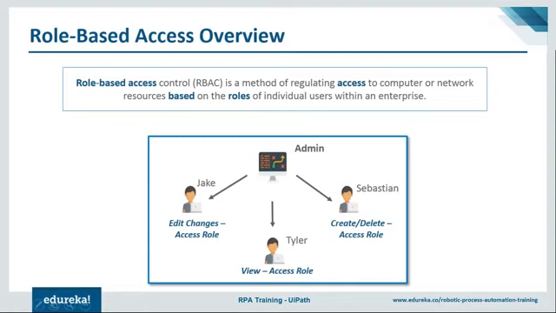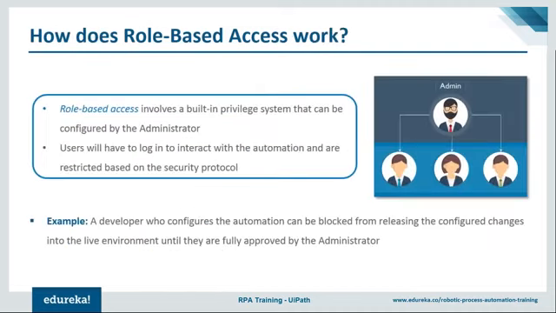So you might be wondering what is the difference between these roles. Sebastian can create and delete a file, but I can only edit the already created files. So this is the difference between Jake and Sebastian. Whereas Tyler can do neither of the two. He can only view a file which is already existing in the system. So different users have been given different roles: you can only view a file, you can only create or delete files, or you can only edit the files. This is what role-based access basically means.